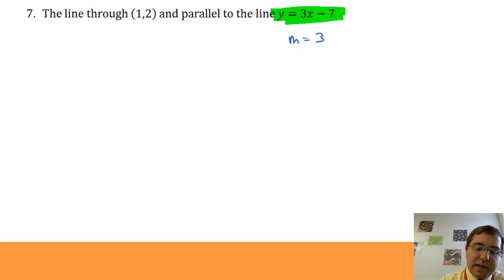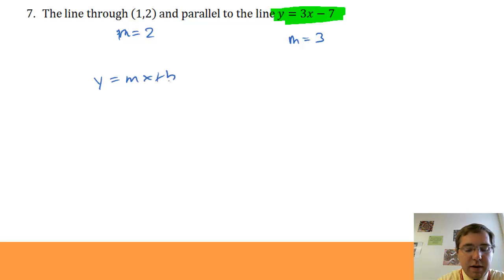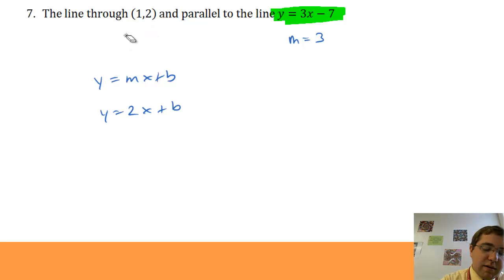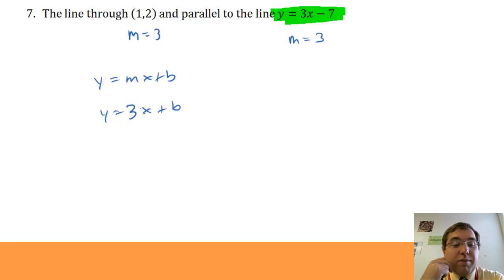So we're going to take that slope and this point of 1, 2, and that is the equation we're going to want. Now we can do it in point-slope form. Let me show you how to go directly to slope-intercept form. So y equals mx plus b, where m is 3, but we need to find b.